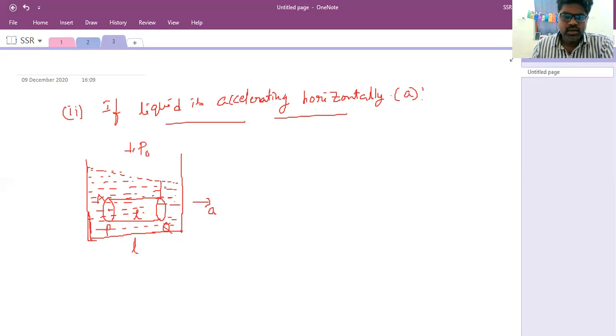Now let us say point P is at a height H1 from the free surface of the liquid, the center of the face surface. And here it is at a height H2. This is the H2 height, the center of the face at point Q. That is the difference you can observe. Then the effective height can also be drawn here.